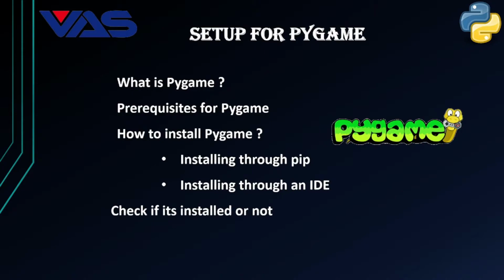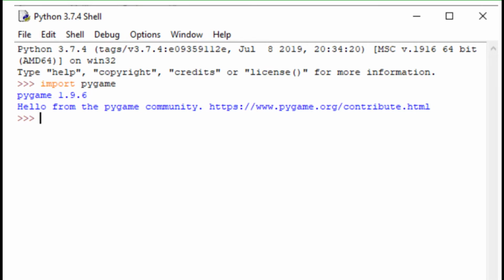If you want to check whether your Pygame is installed or not, open your Python shell and type import pygame. It will show Pygame's latest version, and a message that goes like "Hello from the Pygame community", and there will be a website, www.pygame.org/contribute.html. It means your Pygame is fully installed.